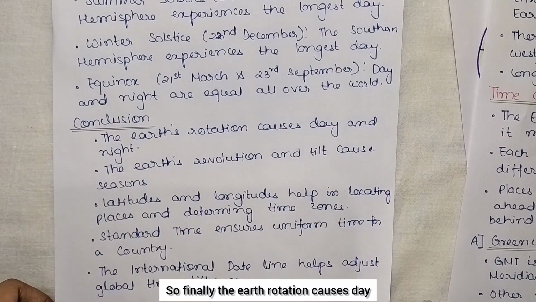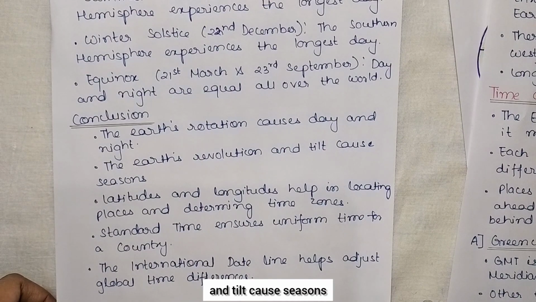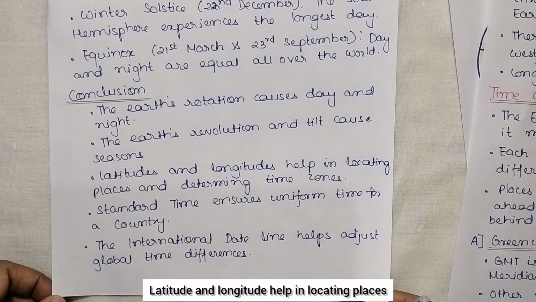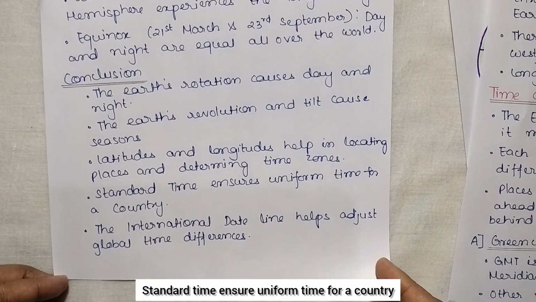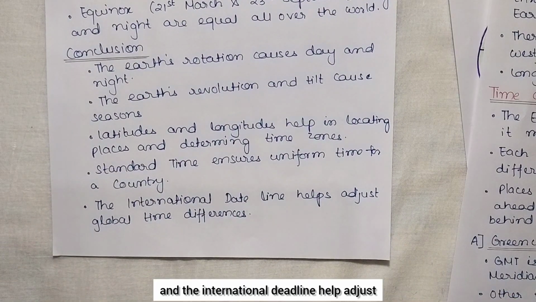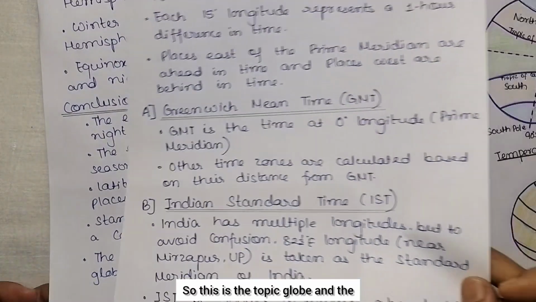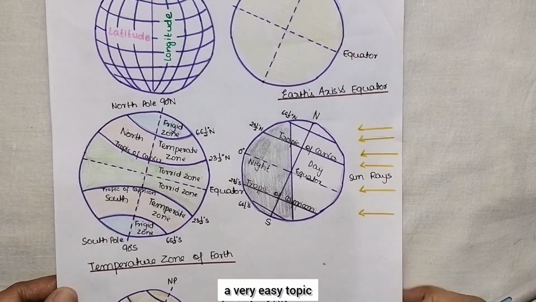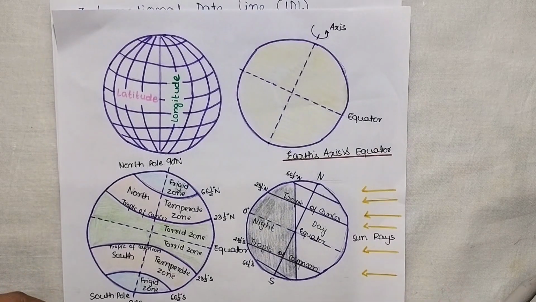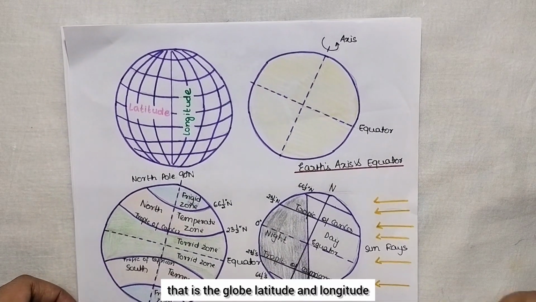So finally, the earth's rotation causes day and night, and the earth's revolution and tilt cause seasons. Latitude and longitude help in locating places and determining the time zone. Standard time ensures uniform time for a country, and the international dateline helps adjust global time differences. So this is the topic globe and latitude and longitude, which was a very easy topic. So let us meet in the next video, with some important question answers of the topic, that is the globe, latitude and longitude.